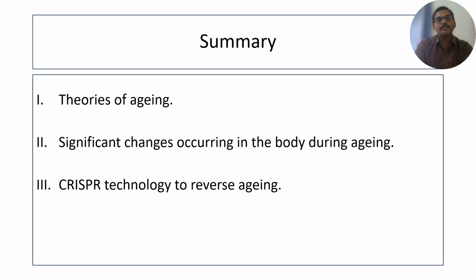So that's all about the biochemistry of aging. In the biochemistry of aging, we have seen the different theories of aging, what the biochemical significant changes occurring in the body during aging are, and about CRISPR. Thank you.